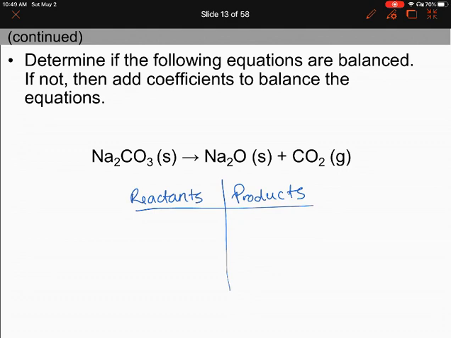So on the left-hand side, we have sodium, and we have 2 of them. On the right-hand side, we also have 2 sodium atoms. And then let's see, we have carbon next. So there's 1 on the left, and then 1 on the right. And then oxygen. We have 3 on the left. And let's see, we've got 1, 2, 3 on the right. So this is already balanced. Super easy.